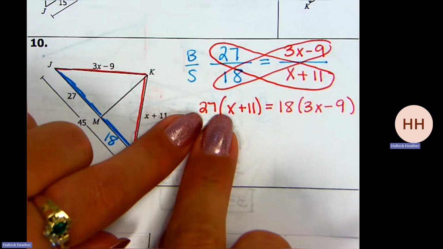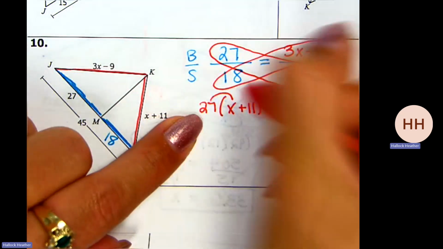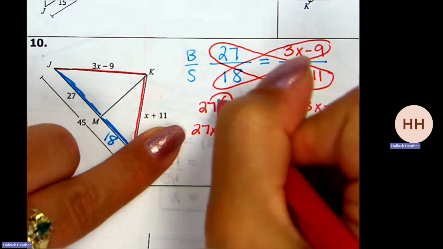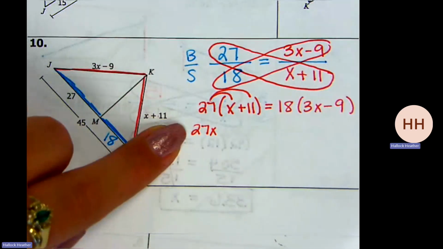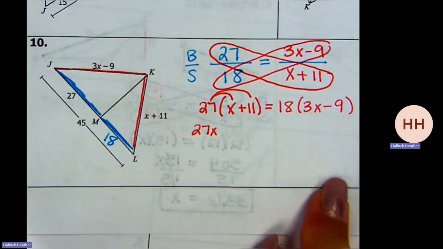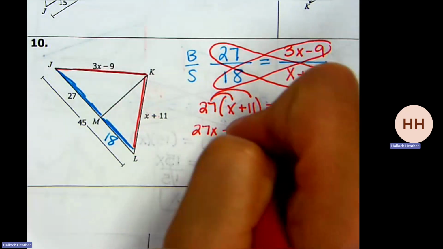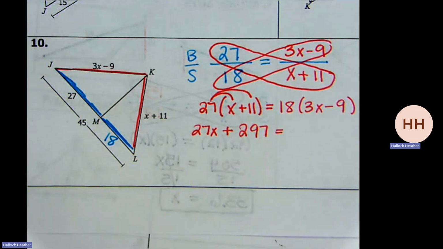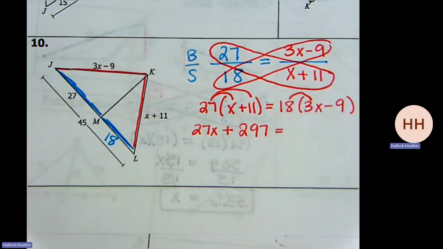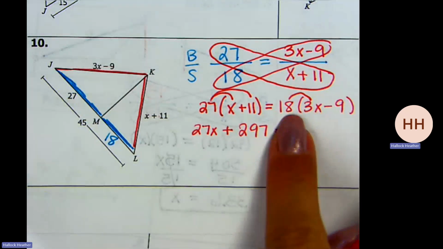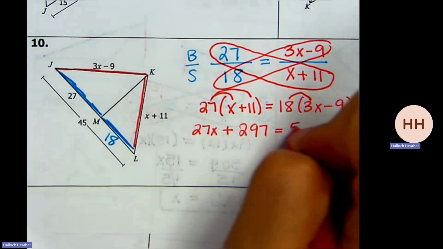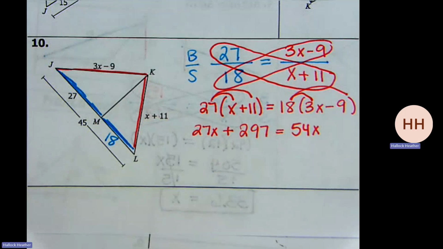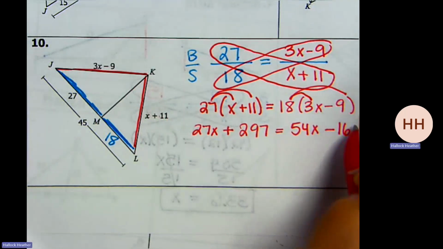So I'm going to distribute to get rid of the parentheses, which is multiplication. 27 times x is 27x. And then 27 times 11, because you're multiplying, you should get 297. So plus 297 equals, and then I also have to distribute on the other side. Anytime there's parentheses, you've got to distribute to multiply to get rid of them. 18 times 3x, multiplying is 54x. 18 times 9 is negative 162.